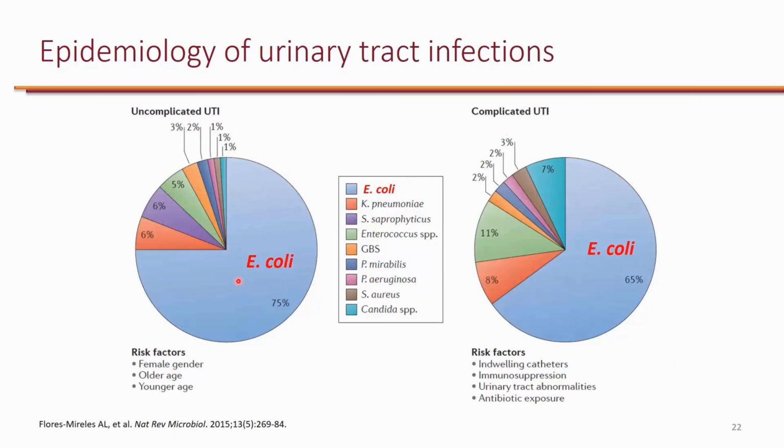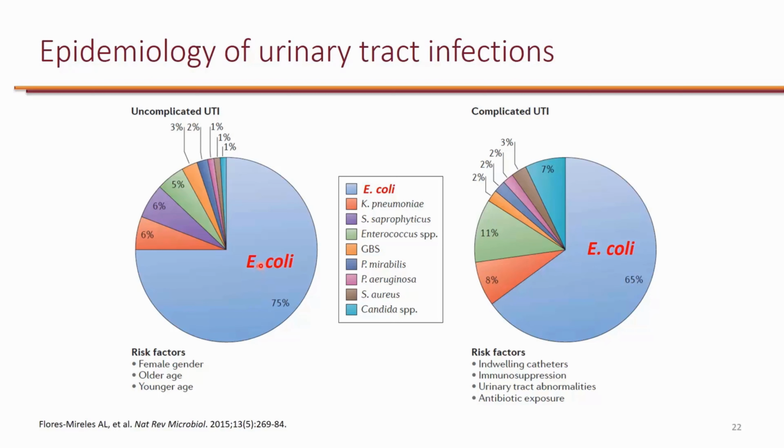So here on the left, I have uncomplicated UTI, which is the focus of this topic. And this could be cystitis or pyelonephritis. But as you can see, the number one organism that causes these uncomplicated UTIs is E. coli. So E. coli is the number one organism. You should always cover for E. coli. So whatever agent you choose, you need to make sure that it has good coverage for E. coli.